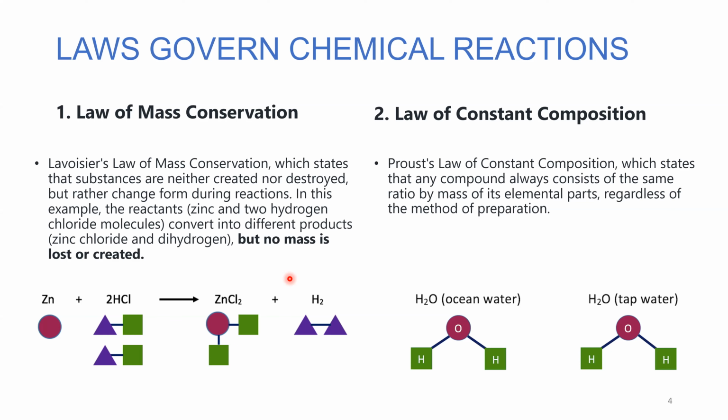Sometimes the product you get out of a reaction you can easily measure and quantify, but sometimes it has converted into a form which you can't collect and can't measure as a solid, tangible part. The second law is the law of constant composition. Proust's law of constant composition states that any compound always consists of the same ratio by mass of its elemental parts, regardless of the method of preparation, right?